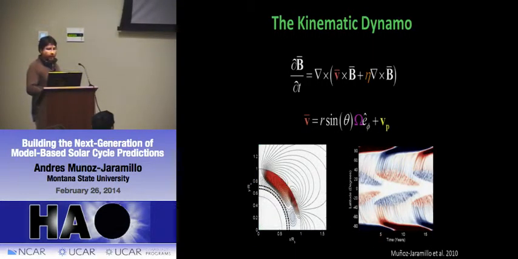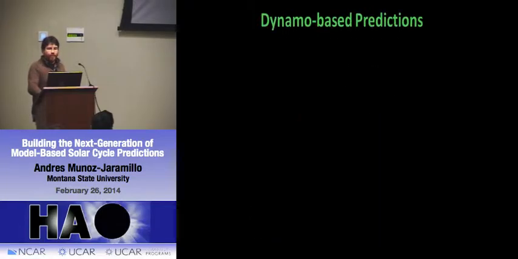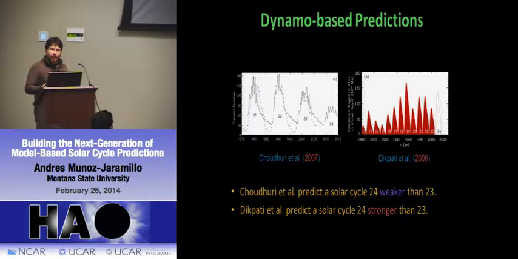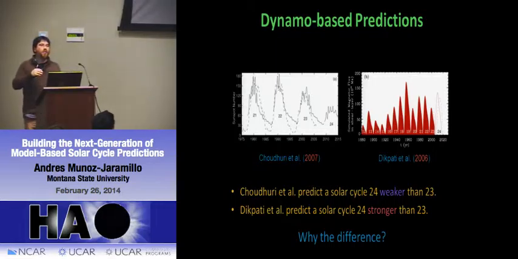Now, typically, until now, these were done in two dimensions, so they were axisymmetric. And this is just an example of what one of them looks like. This is the poloidal field in the meridional plane, and this is the butterfly diagram that tries to be like the one that I showed you, okay? There were two dynamo-based predictions. One by Choudhuri and collaborators that predicted a weaker solar cycle 24 than 23. One by Dikpati and collaborators that predicted a stronger solar cycle 24 than 23. And what I wanted to do is look at why the difference between these two predictions, but from an observational point of view.